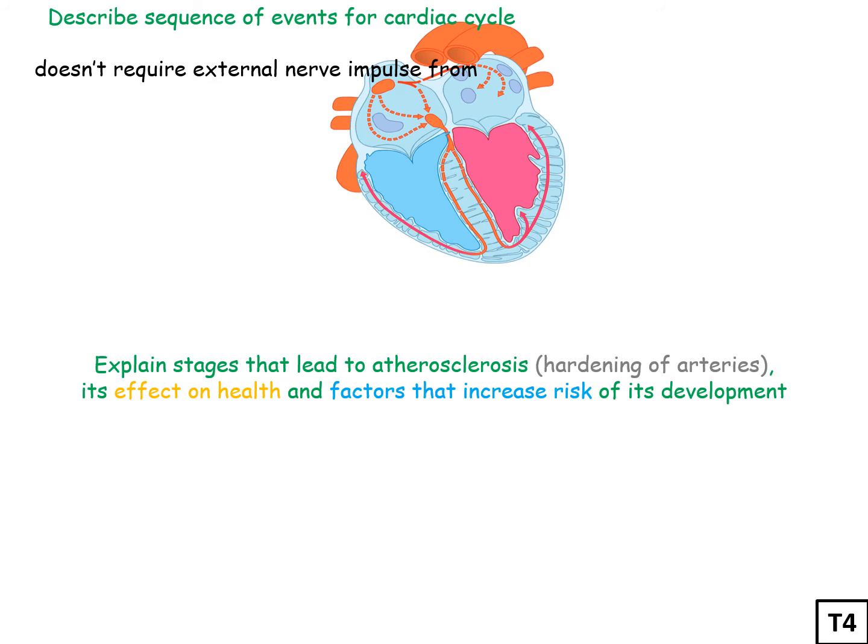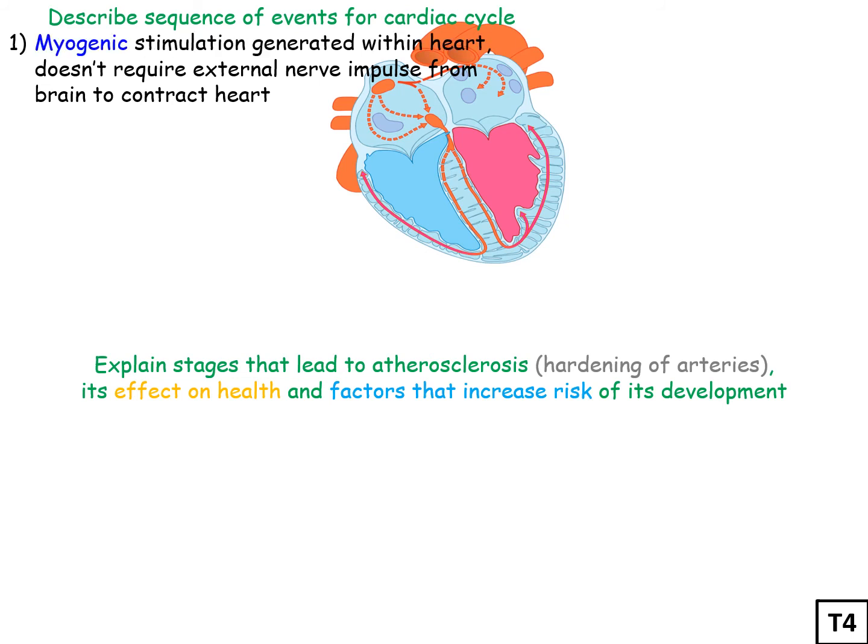First of all, the heart itself doesn't require an external nerve impulse to contract. It could contract on its own. So it does not require an electrical impulse to be received from the brain to contract. When it stimulates its own contraction, this is known as myogenic. So the heart is myogenic, it can stimulate its own contraction within the heart.